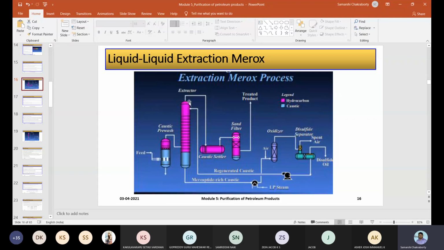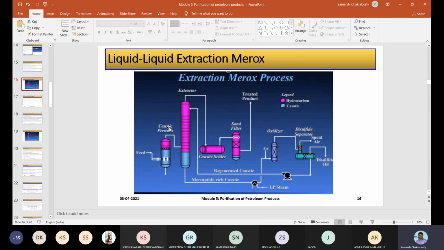The top part of your extraction, which may also contain a little bit of sulfurous compound, is sent to another caustic settler, and then it has to be further treated in a sand filter, and then you have your treated product. So that is my entire extraction process that is associated with my Merox treatment.